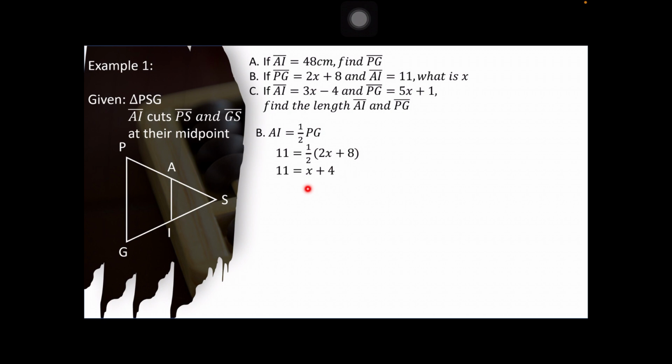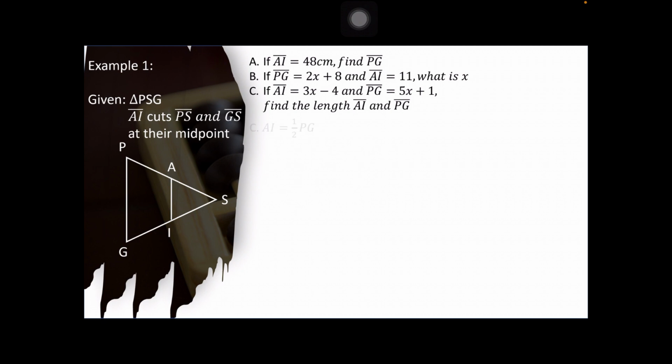Tanong, is that the final answer? Hindi pa po. Kasi, may katabi pa yung x natin, which is yung positive 4. Since x lang naman yung hinahanap, dapat naka-isolate lang yung x either sa left side or sa right side ng ating equation. Since dito po, para po ma-isolate natin yung x, I'm going to use the addition property of equality, which is I'm going to deduct 4 from both sides. 11 minus 4 is equal to x plus 4 minus 4. Then simplify. That is 11 minus 4 is equal to 7. And then x plus 4 minus 4 is equal to x. Then that is the final answer na. Kasi x lang naman po yung hinahanap.